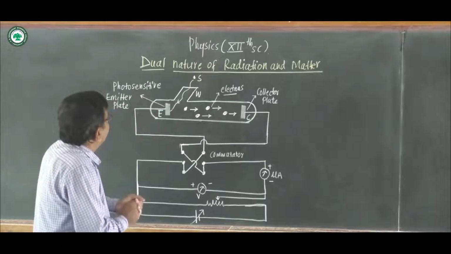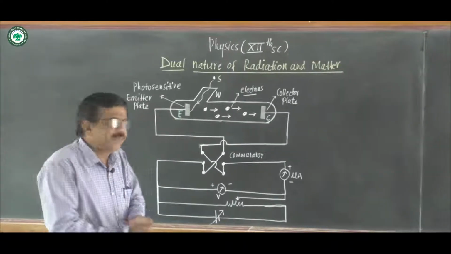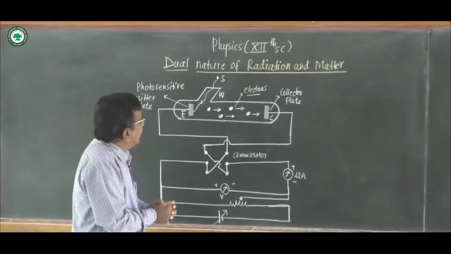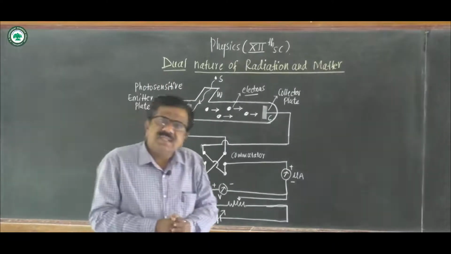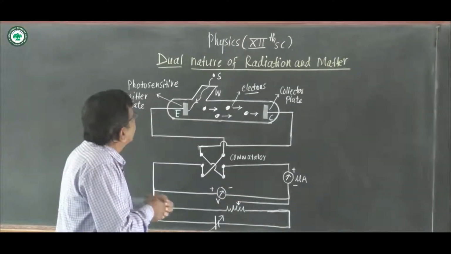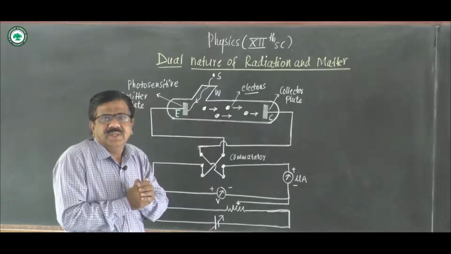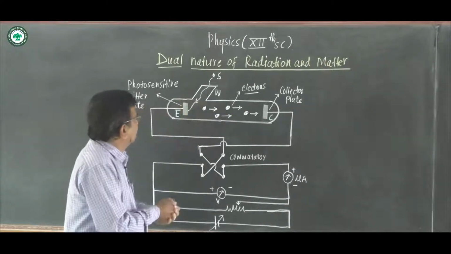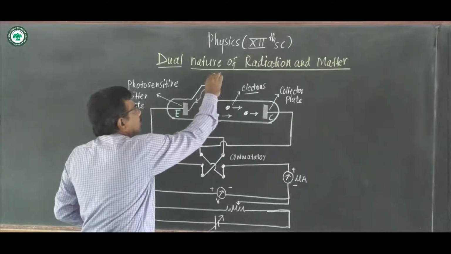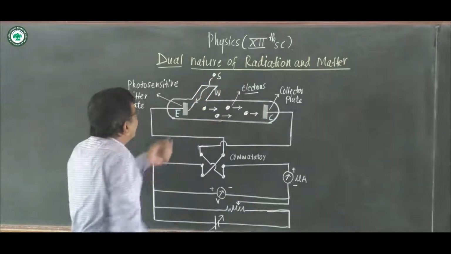In the last lecture we studied the photoelectric effect from the chapter dual nature of radiation and matter. This is an experimental setup of the photoelectric effect. We know it consists of an evacuated glass tube having a side window W, a quartz window. Through this window, light from a source enters and falls on the emitter plate.